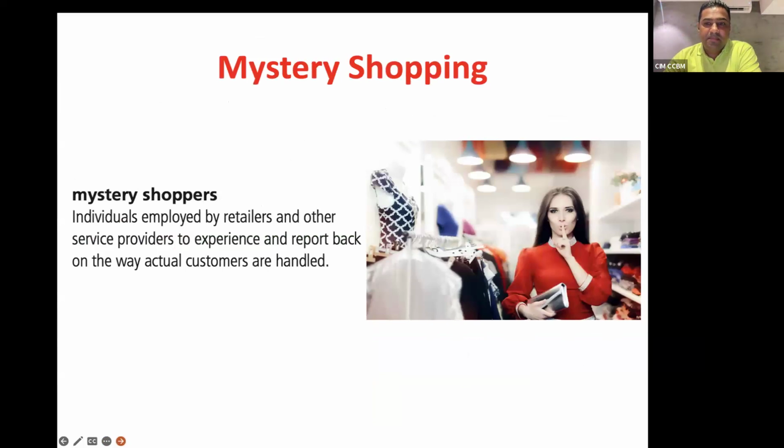And then we learn what mystery shopping is, right? So mystery shopping is actually a very interesting technique, as you can see here. As the word goes, the shopper is a mystery. That's why it's called mystery shopping. Mystery shoppers are individuals employed by retailers and other service providers to experience and report back on the way actual customers are handled. I'll give you an example.